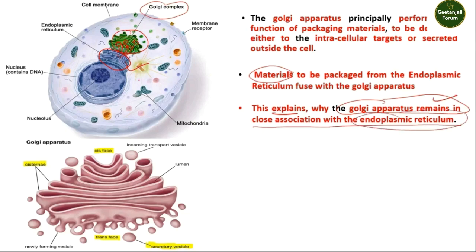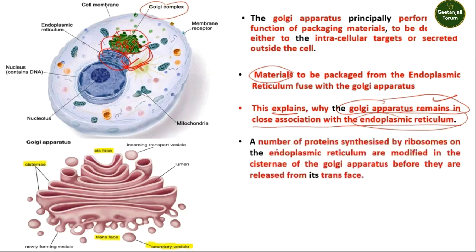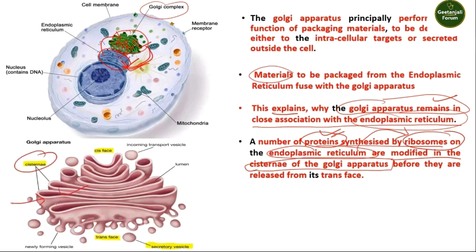You can see here the endoplasmic reticulum and Golgi apparatus are located together inside a cell because their function is to coordinate with each other. Now, a number of proteins are synthesized by the ribosomes on the endoplasmic reticulum. The rough endoplasmic reticulum contains ribosomes, and these ribosomes synthesize protein and then they are modified in the cisternae of the Golgi apparatus. This is the cisternae of the Golgi apparatus, and the protein synthesized by the endoplasmic reticulum comes into this cisternae.